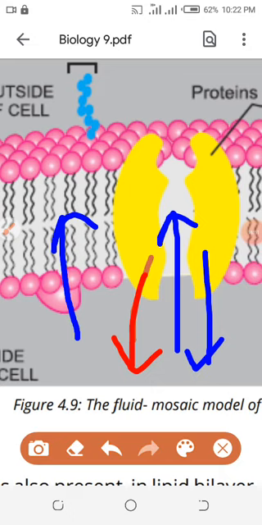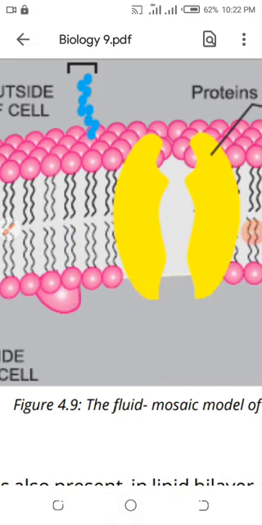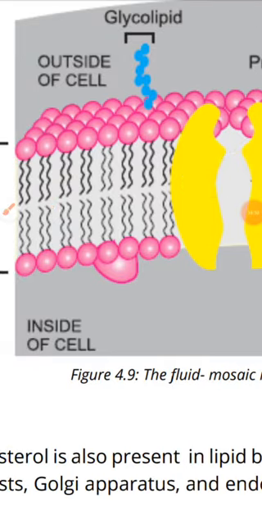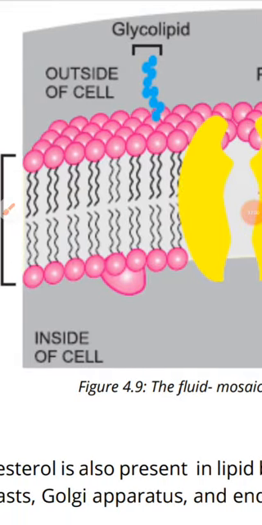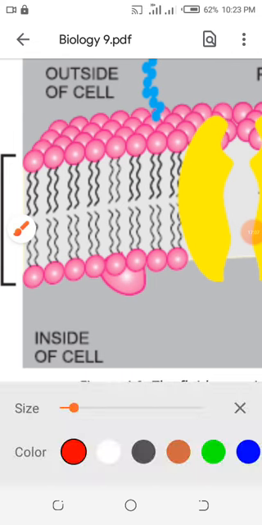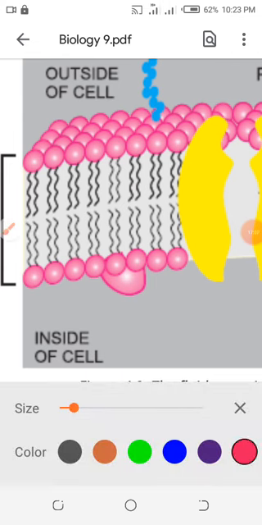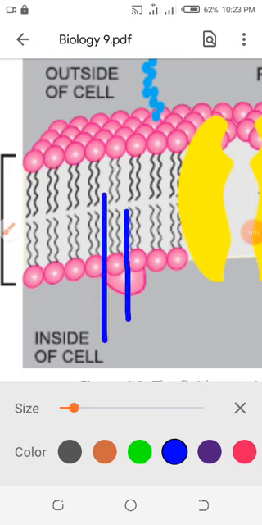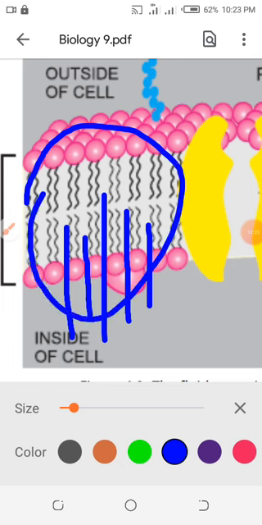In the fluid mosaic model, where is the fluid present? Just hold on, I am identifying it in blue color. You can see the white color here. Dear students, is the white color in these lines visible to you? All this structure is the bilipid layer. Do you agree with me? This white is fluid, meaning liquid present in the bilipid layer.